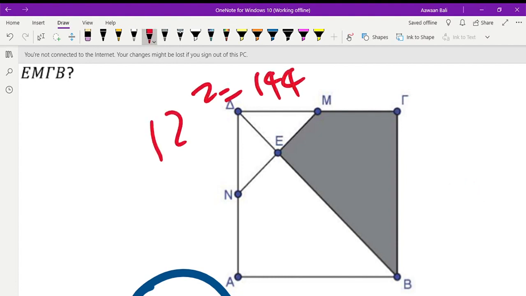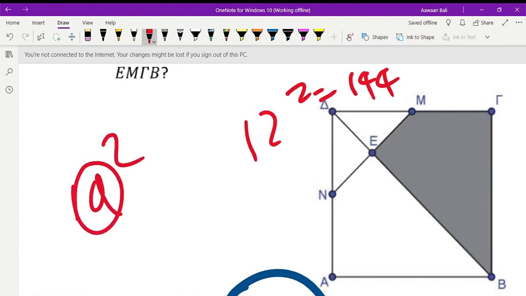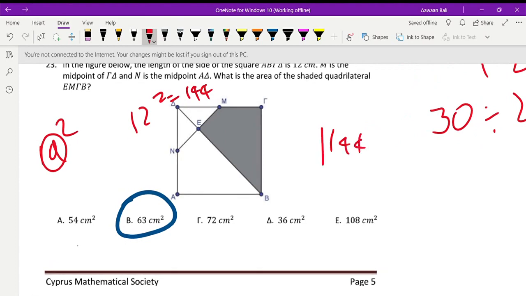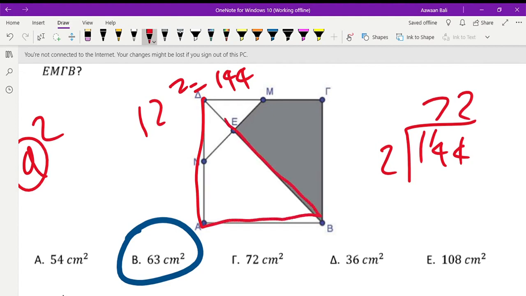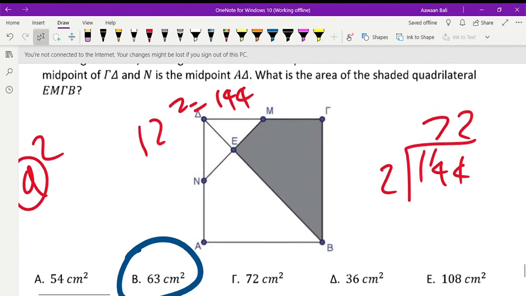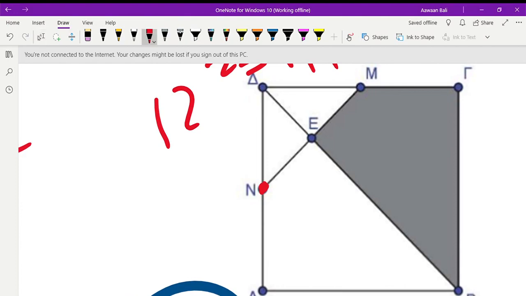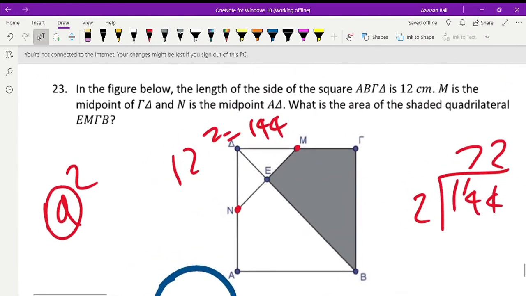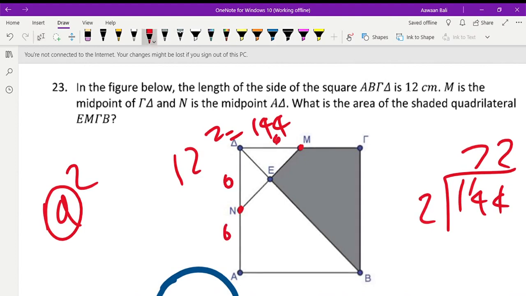Since the area of a square is a squared, where a is the side of the square, and a is 12, we get 144, and then we divide it by 2, so we get 72, which means this and this are both 72. Now we have to find the area of the rest. It looks obvious that these are midpoints. Yes, they are midpoints actually. So that means this is 6, this is 6, this is 6, this is 6.